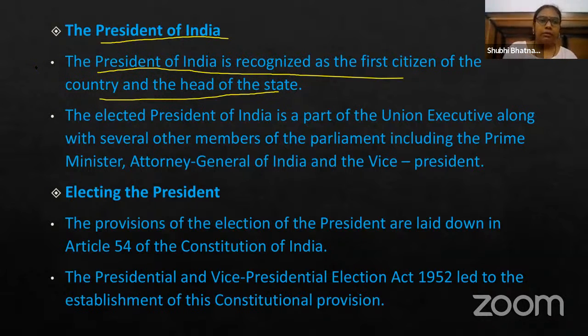So this is very important. This line becomes very important. ये काफी बार exam में पूछी जाती है and people might confuse, but the president is actually the first citizen and the head of the state.